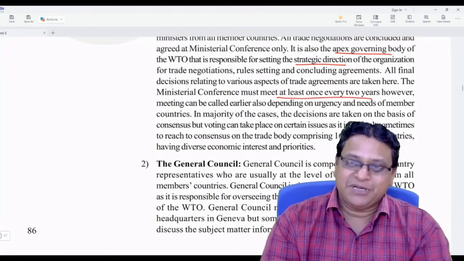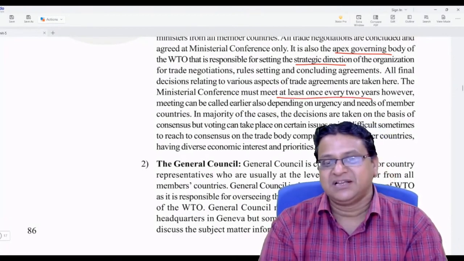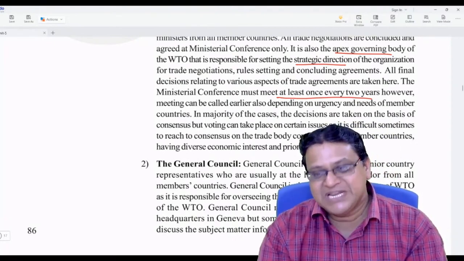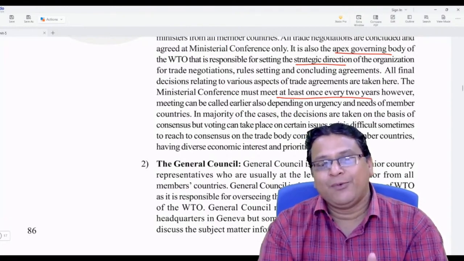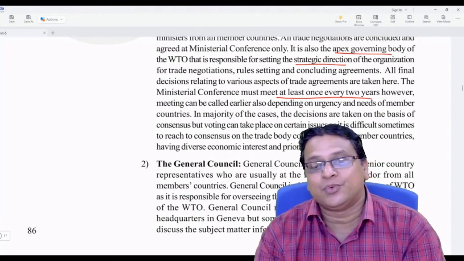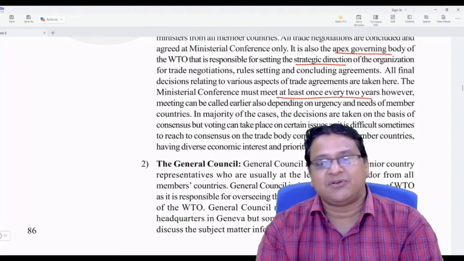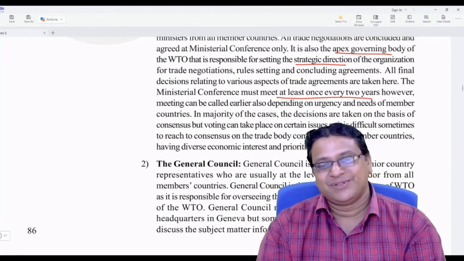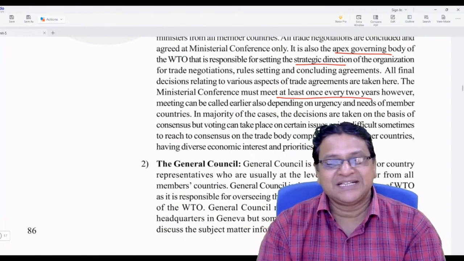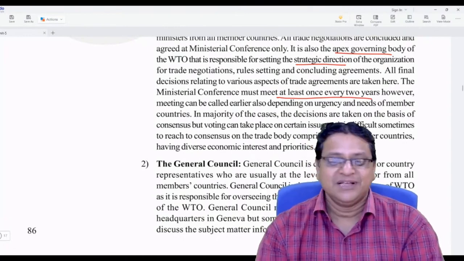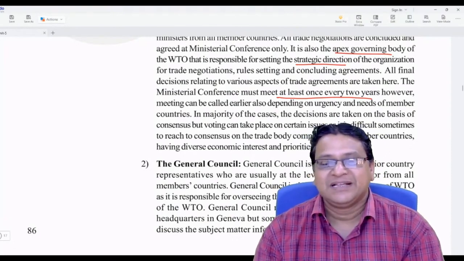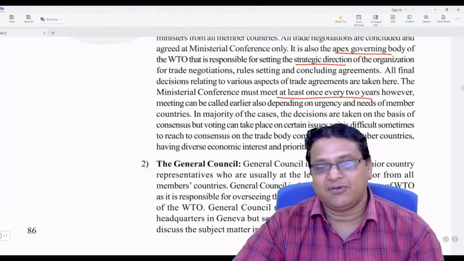This particular ministerial conference frames rules and regulations for trade of international business, but they only frame the strategic rules, the strategic direction. They do not frame the operational rules. The operational rules are discussed under the general council, but the highest decision making body of WTO is the ministerial conference.